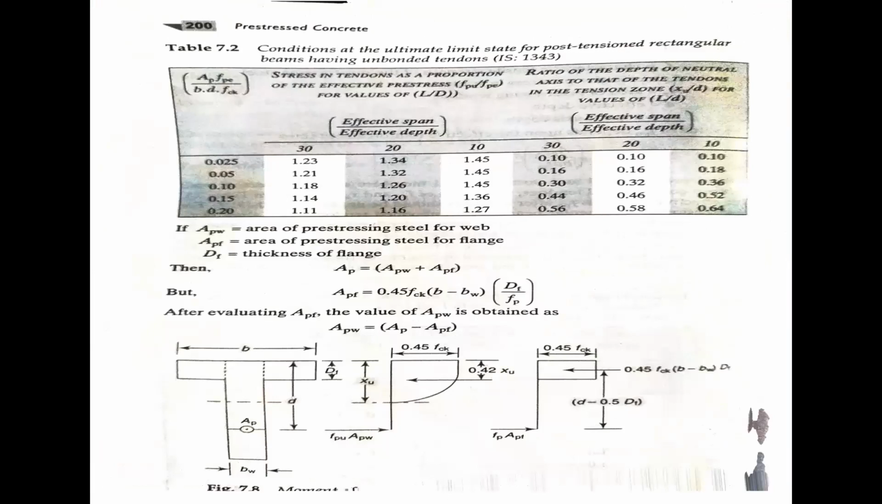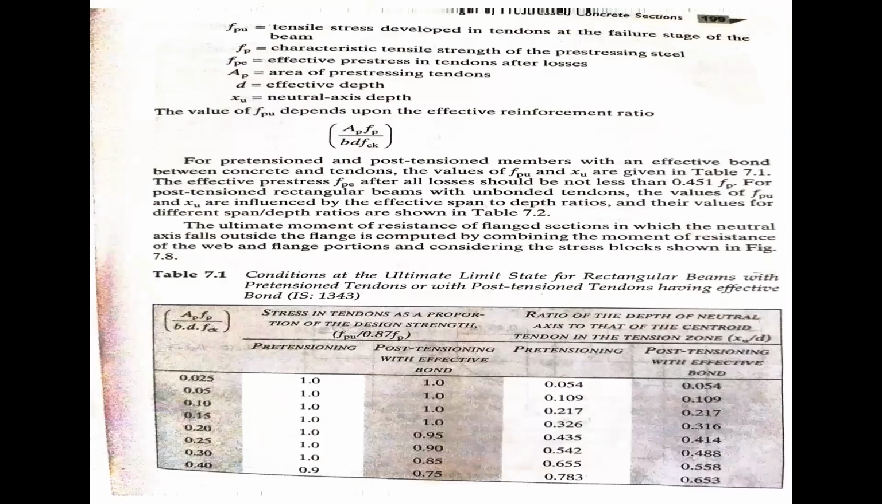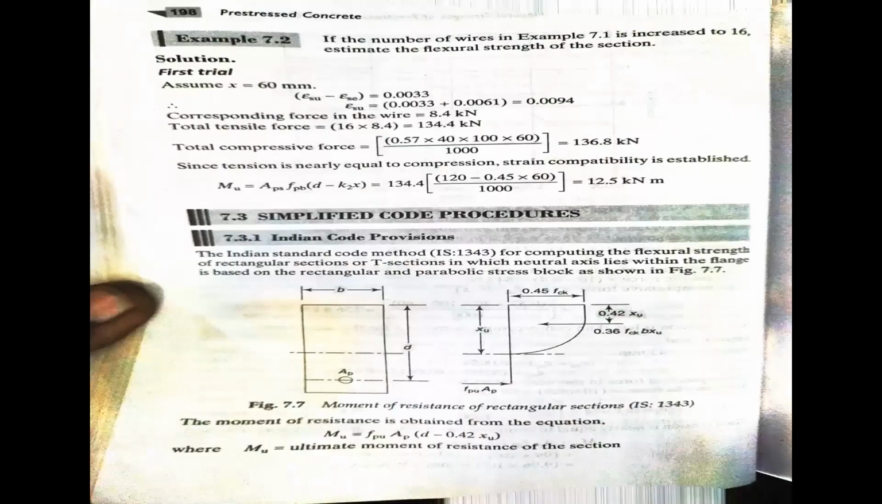Okay, now the moment of resistance using the formula for this problem: FPU APW (D minus 0.45 XU) plus 0.45 FCK (B minus BW) DF into (D minus 0.5 DF). Okay, this is the moment of resistance. We have to calculate the formula in this derivation part, the flange section.